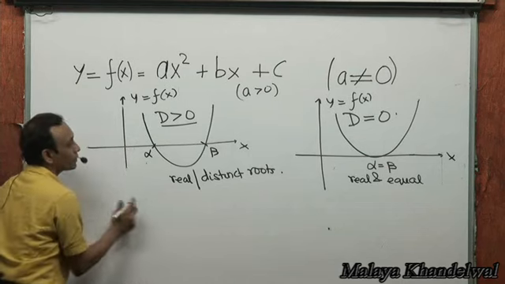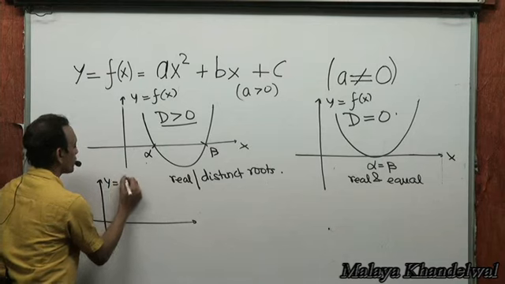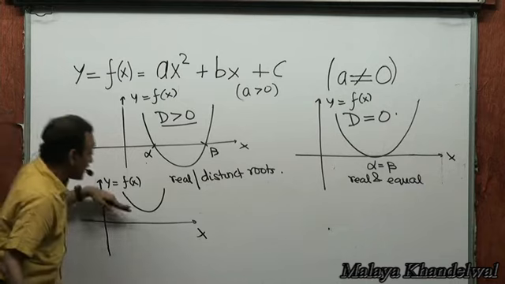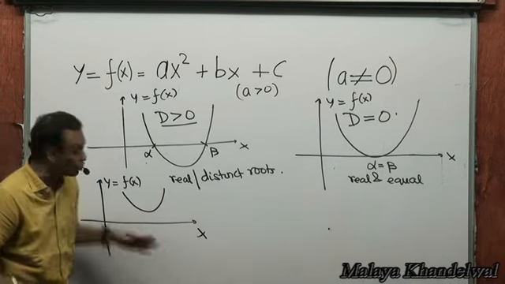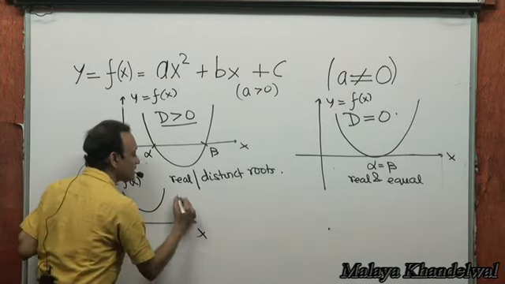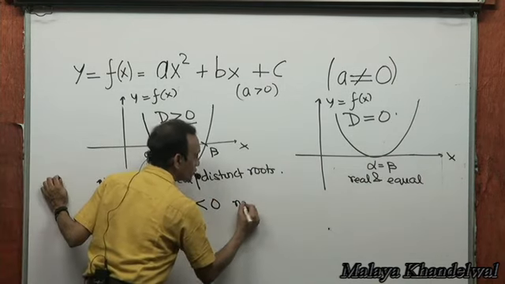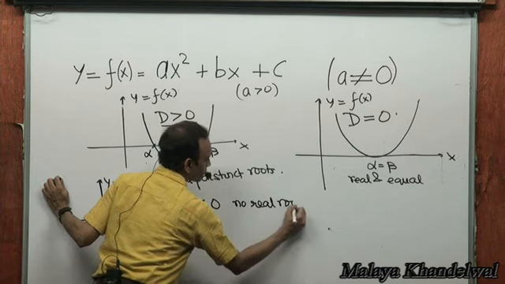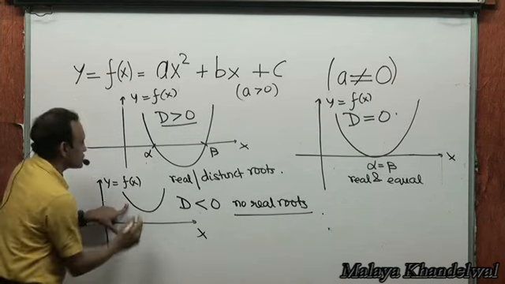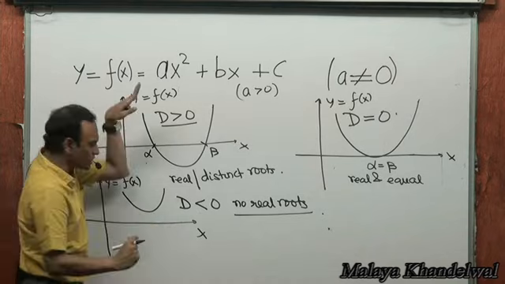Or the third case is y equal to f(x) versus x. It could be like this, in which case f(x), that is the quadratic, is not becoming 0 for any real value of x. That means the graph is strictly above the x-axis. This must be the case of no real roots, and therefore the discriminant is less than 0, no real roots of the quadratic. In this case the graph is strictly above the x-axis.